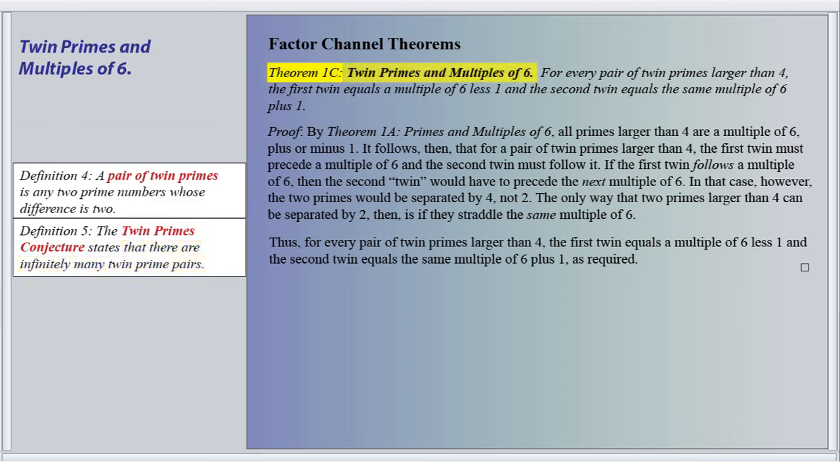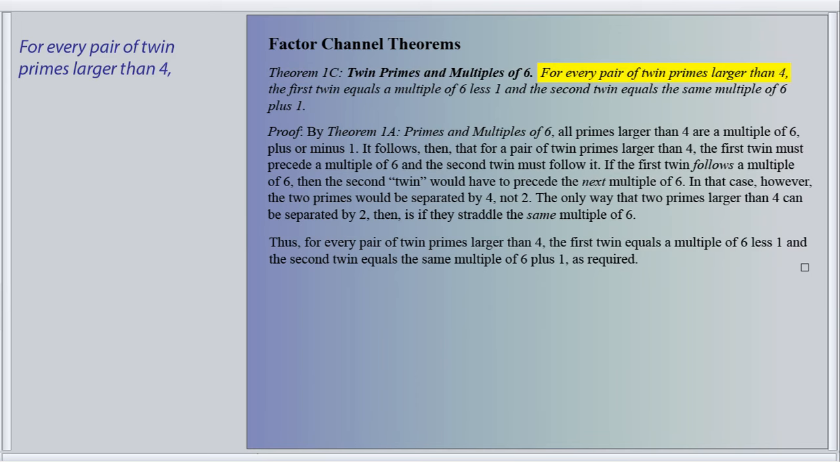Theorem 1c. Twin primes and multiples of 6. For every pair of twin primes larger than 4, the first twin equals a multiple of 6 less 1, and the second twin equals the same multiple of 6 plus 1. Proof. By Theorem 1a, primes and multiples of 6, all primes larger than 4 are a multiple of 6 plus or minus 1. It follows then that for a pair of twin primes larger than 4, the first twin must precede a multiple of 6, and the second twin must follow it.